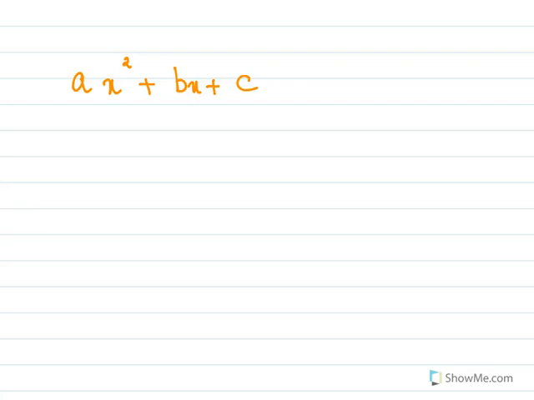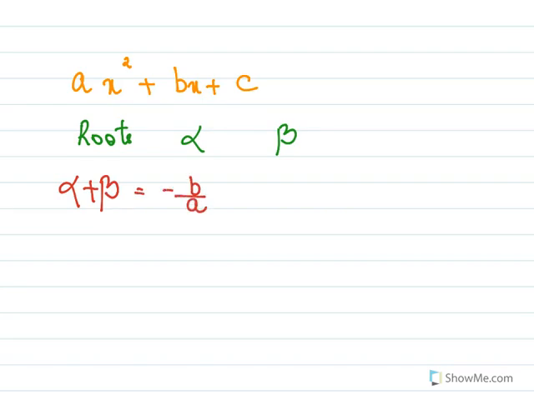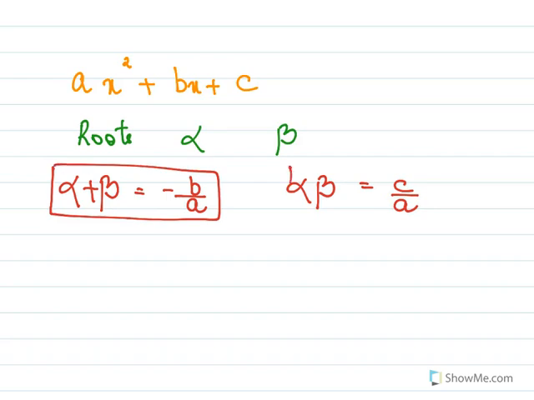If ax square plus bx plus c is a quadratic expression with coefficients a, b and c and with roots alpha and beta, we have learnt that alpha plus beta equals minus b by a and alpha beta equals c by a. We'll use these two relationships in all our sums for today.